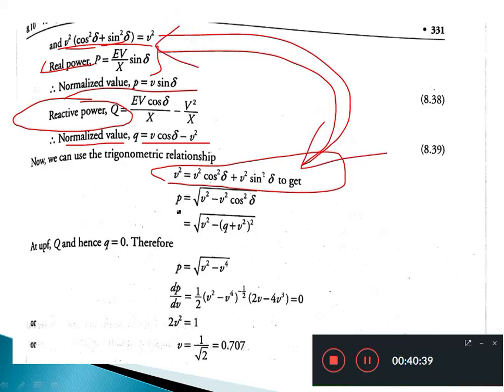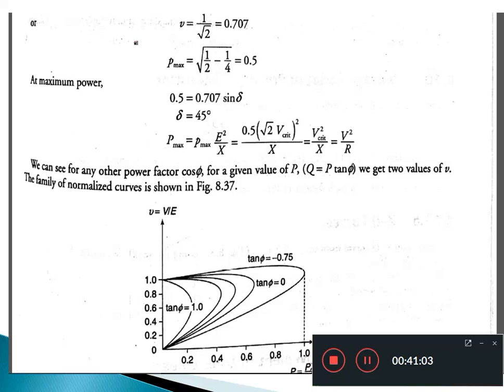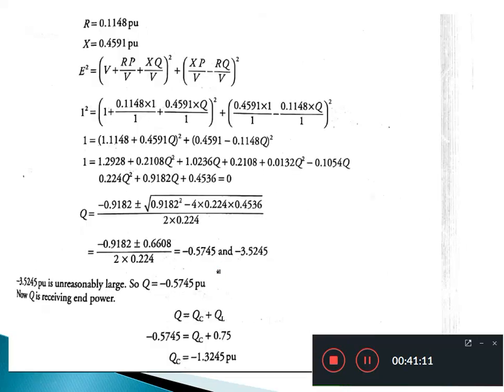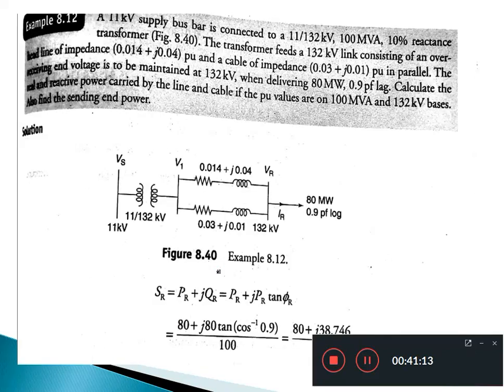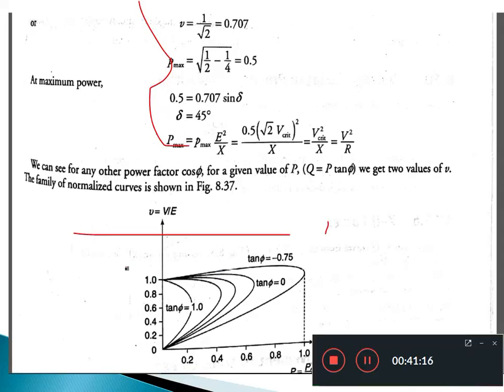Okay, then we know that P is equal to root of V square minus V square cos square delta. Then V square cos square delta, which is nothing but the value of P. Then we will get the corresponding equations. So this is the final equation you are getting here. Then you have to write this characteristics curve. So the characteristics curve, that is nothing but voltage collapse.